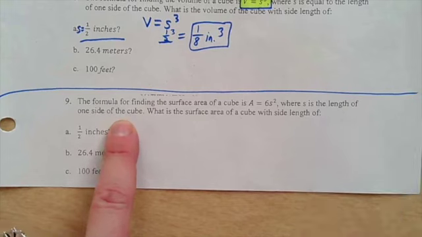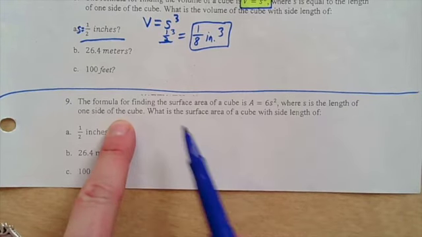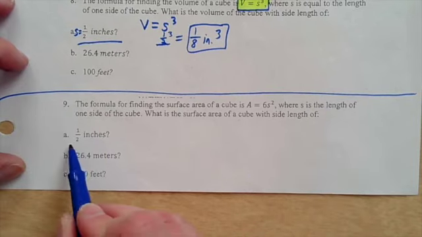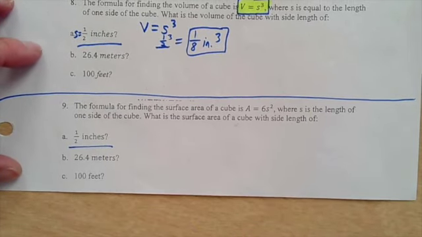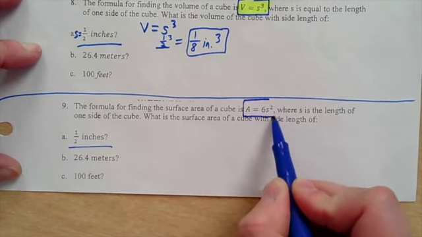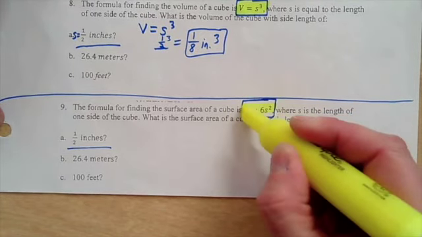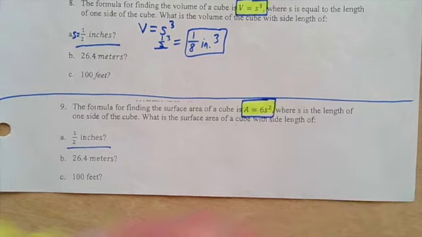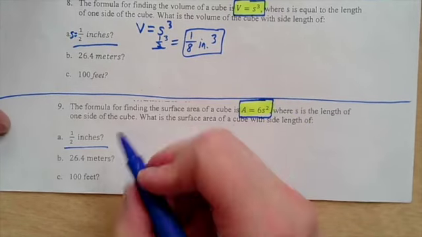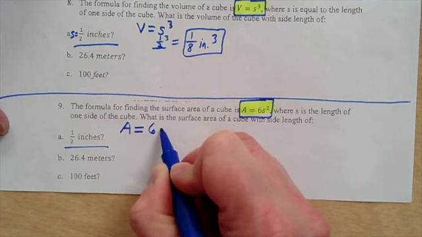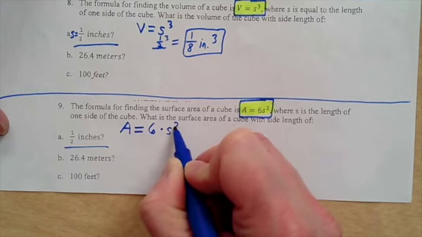And what do we know about a cube? All sides are the same. So they want to know what is the surface area of a cube if the side length is 1/2 inches. Well, surface area is a different formula. So here's our formula. We need to highlight that, and then we need to plug in our numbers for those particular letters. In order to find the surface area, you take 6 times S squared.